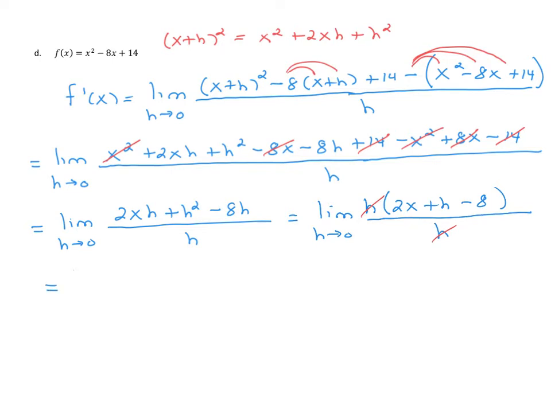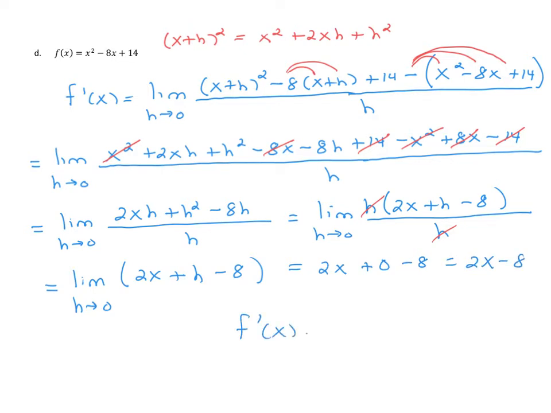We now have the limit as h goes to 0 of 2x plus h minus 8. To evaluate this limit, we can now substitute 0 in place of this h. When we do that, we get 2x plus 0 minus 8, or simply just 2x minus 8. The answer to this problem is that the derivative is 2x minus 8.